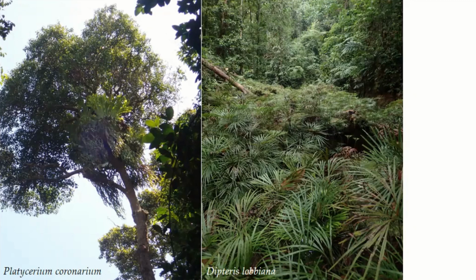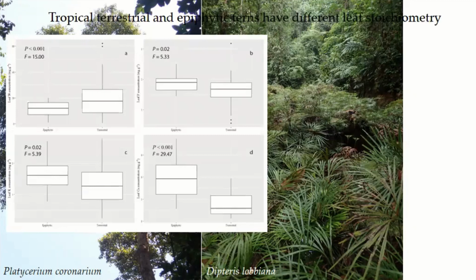And then I started to measure the elements inside the leaves. And here we can see the epiphytic species on your left. They are always higher in terms of phosphorus, potassium, calcium, compared with terrestrial species. Whereas for nitrogen, the epiphytic species have a lower concentration.